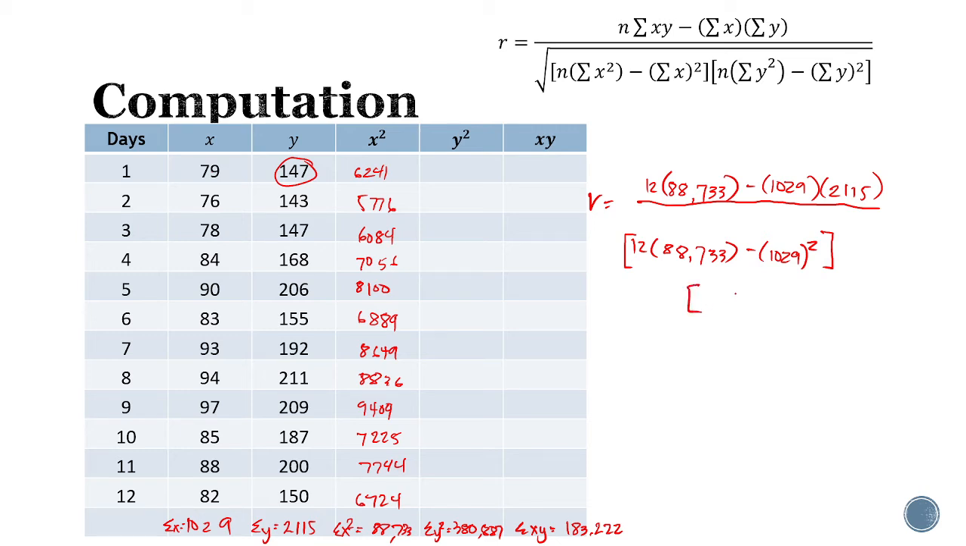Multiply natin yan, di magkakasya. No? But anyway, we'll have here 12 times the summation of our y squared, which is 380,887. Minus lang natin dyan yung ating summation of y, which will be 2,115. You just need to square that in bracket. And for that value, yung sa baba, you just need to get the square root of that. Sige nga, pakicompute muna class kung ano yung makukuha yung value.